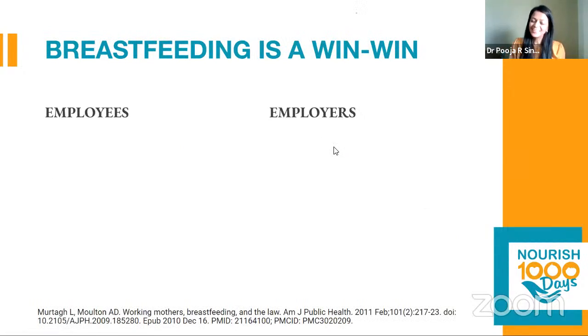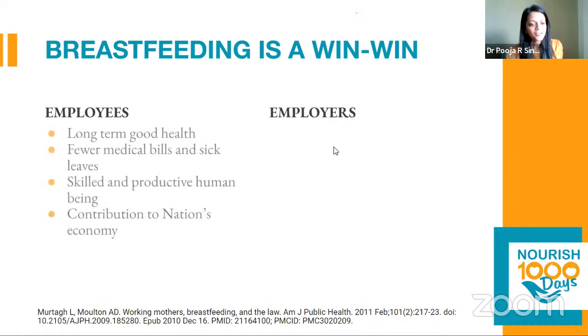However, we need to understand that breastfeeding is actually a win-win situation for both employees and employers, and let us look at how. Firstly, as we know, breastfeeding is associated with long-term good health. As we just saw, it's long-term good health of the mother as well as the baby. So this means there are fewer medical bills and sick leaves because the mother is taken care of and the baby's health is taken care of. So there's going to be reduced absenteeism.